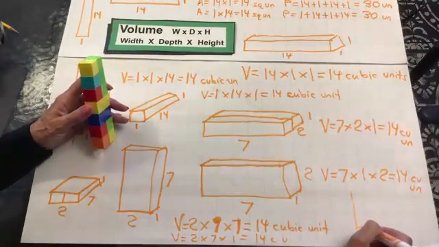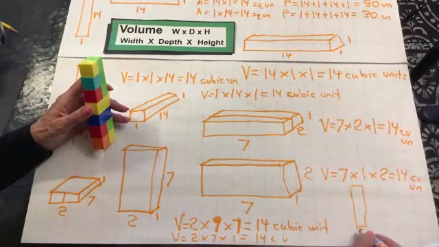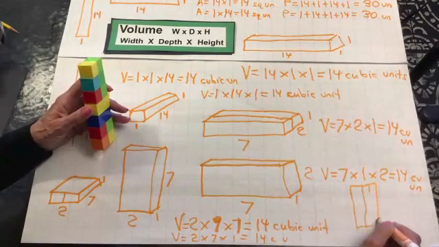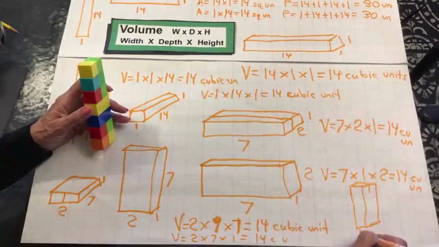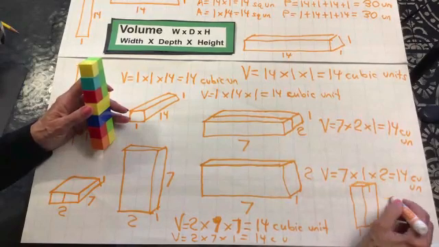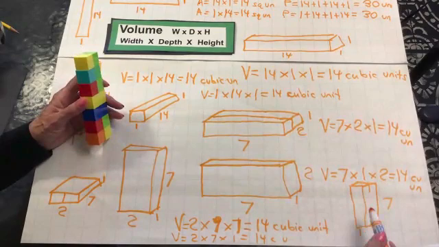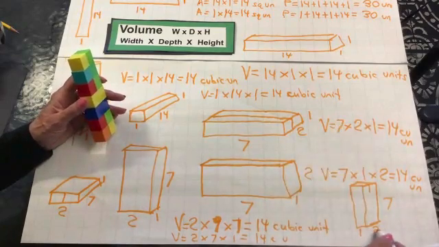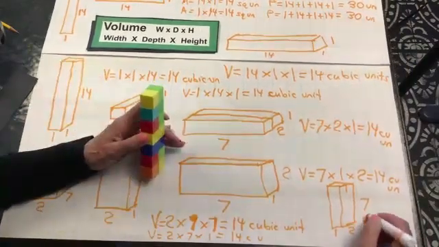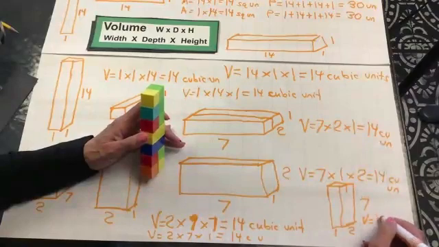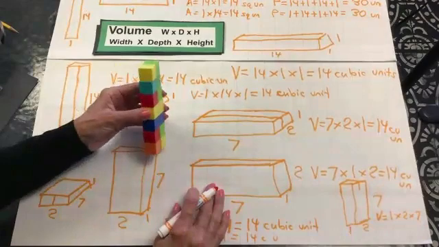So I'm going to draw that one. Standing it up, it would be a 1 by 2 by 7. We haven't had that, have we? We've got 2 7s, we have 2 2s. Now we got a 1 by 2 by 7, and we would just write that. 1 by 2 by 7 equals 14 cubic units.